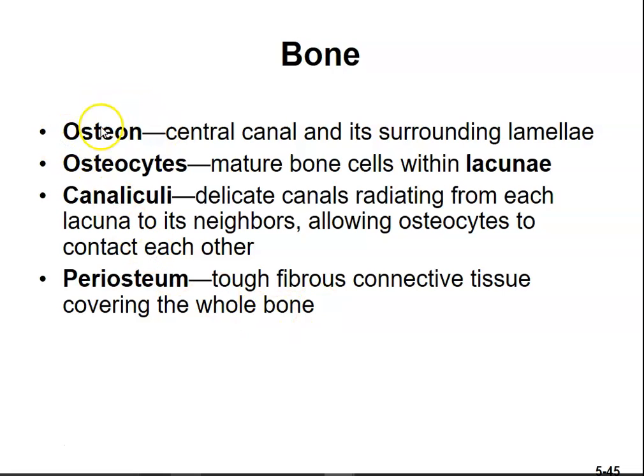Again, an osteon is a circular structure of the bone. Within each osteon, we have many osteocytes. Those are the cells that maintain bone health. Canaliculi are the delicate canals that allow the osteocytes to contact each other. Periosteum is another tough fibrous connective tissue covering the entire bone. The bone itself is an organ, and the connective tissue called periosteum is a layer of membrane located on the outside of the bone.